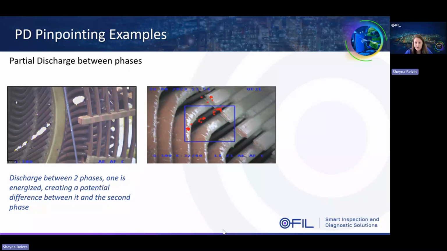This example here is of partial discharge occurring between two phases. This type of discharge typically happens when the gap between phase conductors is insufficient or uneven.